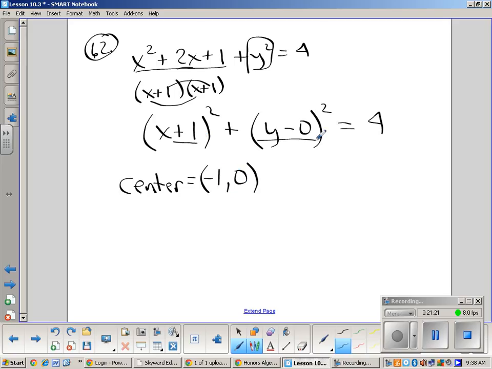Did we really have to write it this way with x minus or y minus 0? No. I did it to make sure you understood that that 0 is what goes there. Now what's my radius? See, you already fell for that mistake. R squared is 4, so R is going to equal the square root of 4, which is 2.